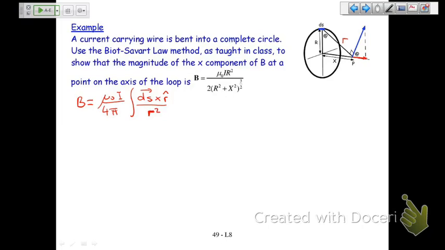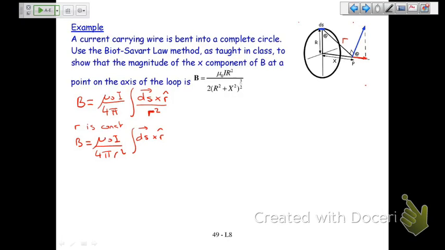Because I'm on the axis, it wouldn't work if it was up here or down there or over there, but it works on the axis. So I say r is constant. So B is equal to mu naught I over 4 pi r squared times the integral of ds crossed with r hat.